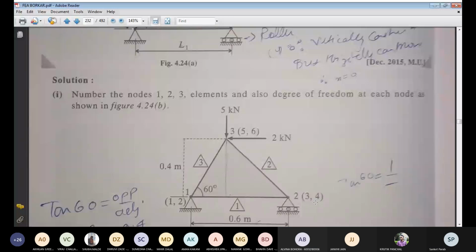Is this clear for everybody? Deflection will occur along the x-axis, yes, because the roller is there. So it is constrained only in the y direction. Wherever a constraint is there, you will get reactions. Wherever deflection is there, you will not get any force.